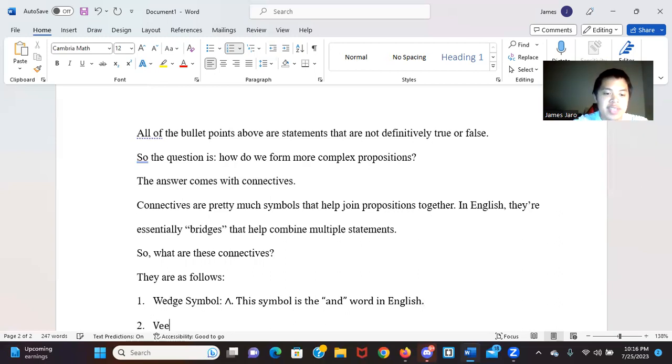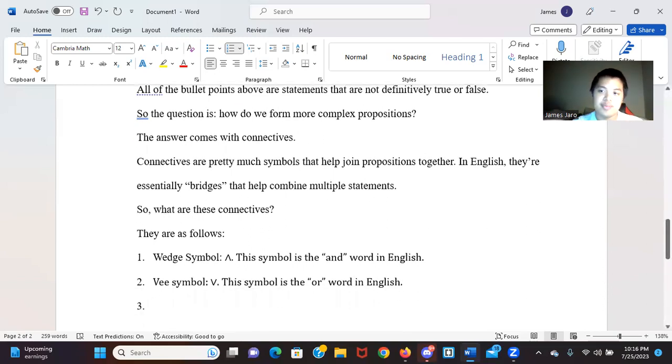We also have the V symbol. The V symbol is this guy here, looks like a V. And in English, this symbol is the "or" word. So either one event happens, or the other event happens, or both events happen. Those are the first two symbols.